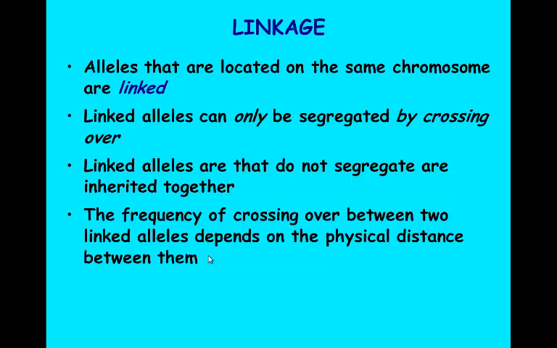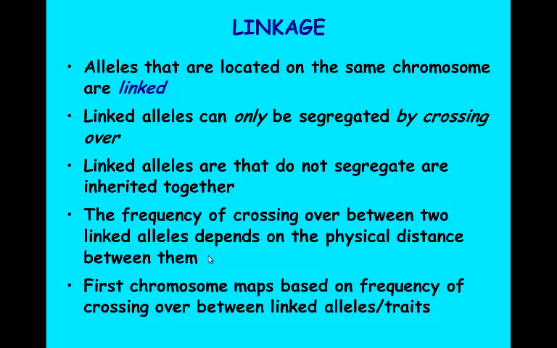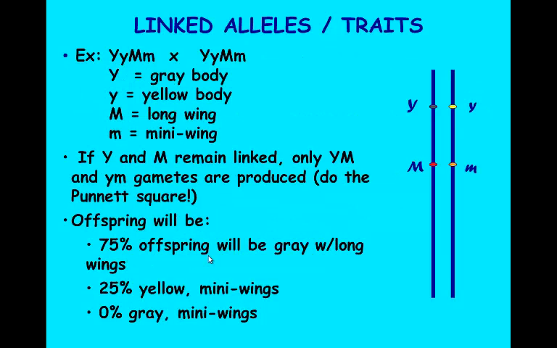We can actually look at the frequency of crossing over to determine the physical distance between alleles. That's how the first chromosome maps were done. So this is an example of a cross that was done with fruit flies. They took some gray-bodied, long-winged flies and crossed them with some yellow-bodied, mini-winged flies. And they ended up with basically a 3-to-1 ratio, all either gray long or yellow mini.